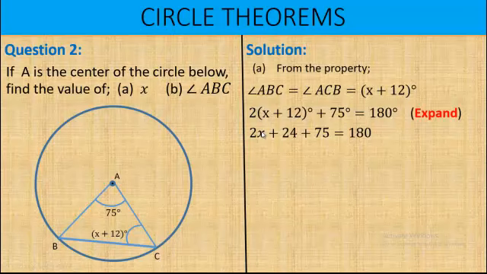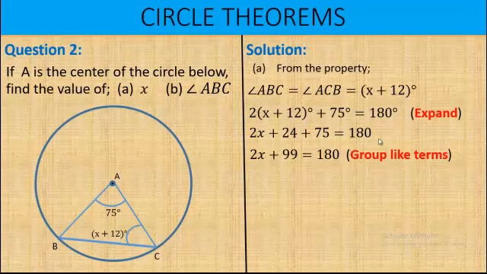2 times s is 2s, 2 times 12 is 24, plus 75 equal to 180. When we add 75 and 24, we get 99. 2s is alone here, then equal to 180. Now we have to group like terms by subtracting 99 from each side, or adding the additive inverse of 99 to both sides, so that the 99 here would be 0 and it will be gone.